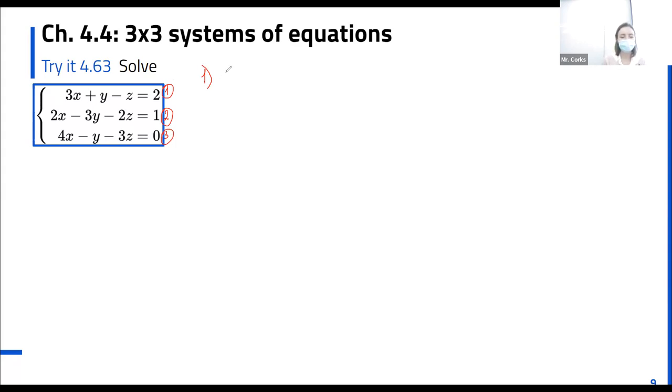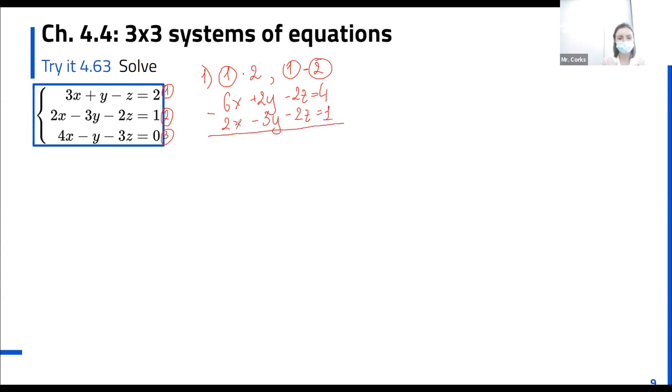So for the first part, we will multiply the first equation by 2 and then subtract the second equation from the first one. So we have 6x plus 2y minus 2z equals 4 minus 2x minus 3y minus 2z equals 1.